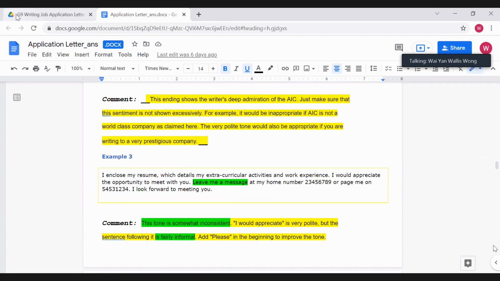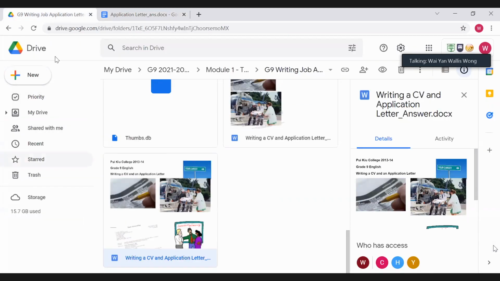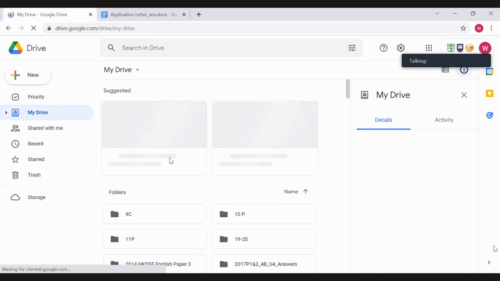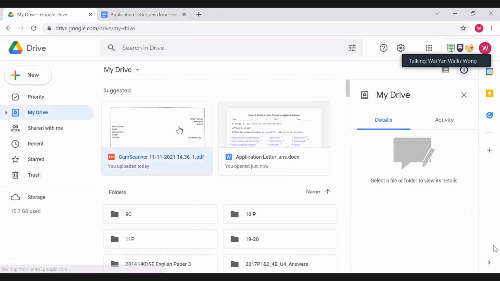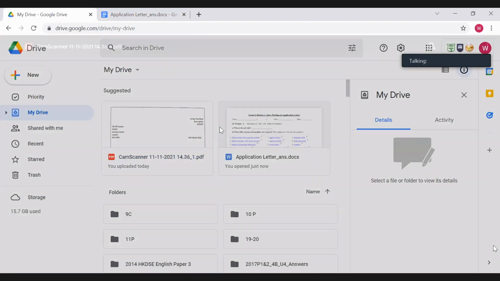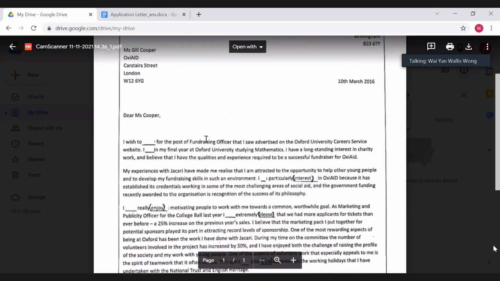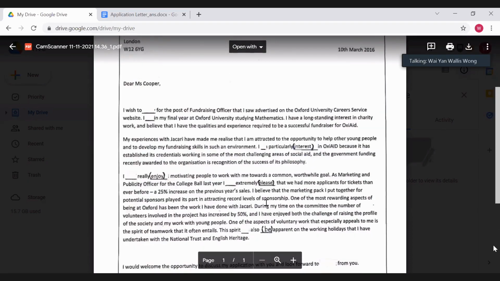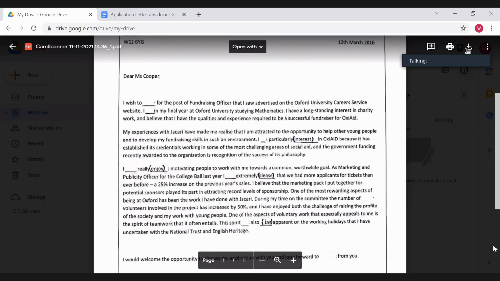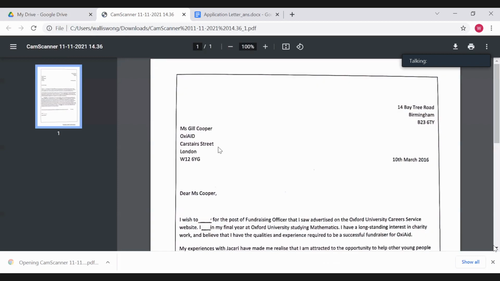Before that, I would like you to look at one additional sample. Do you have your classwork? If not, just grab a piece of paper. I just photocopied a sample of an application letter, and I quickly scanned it.